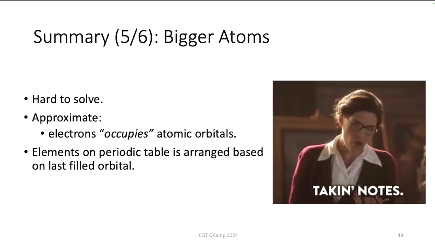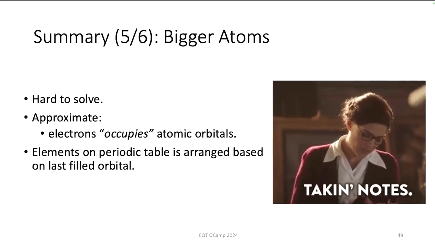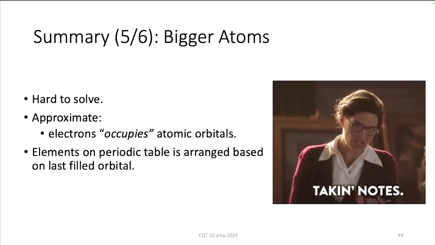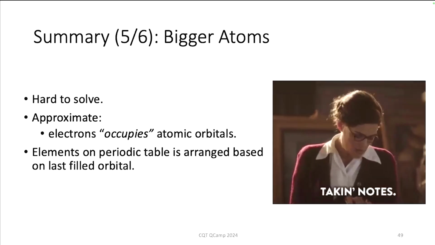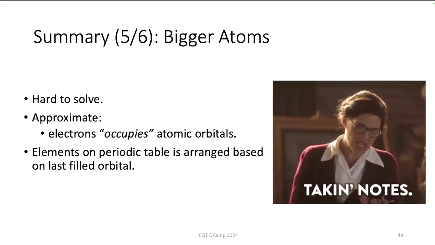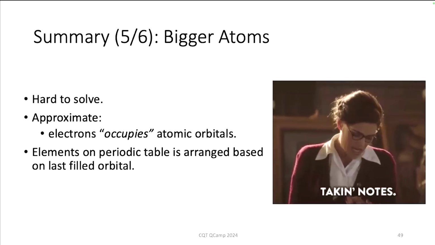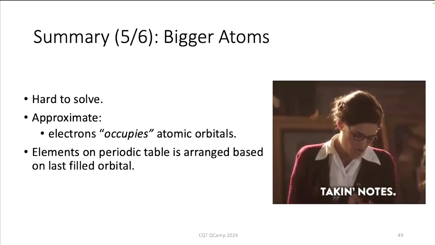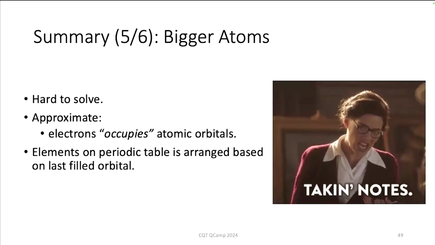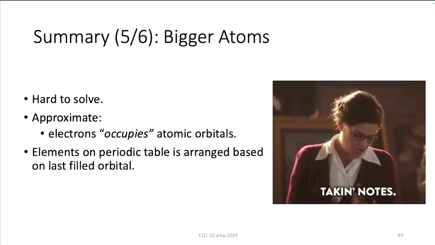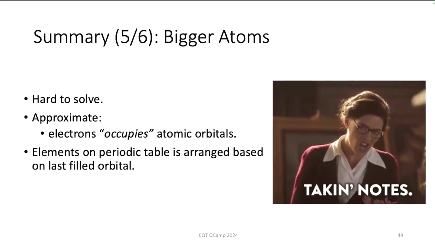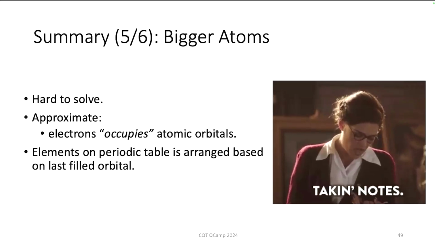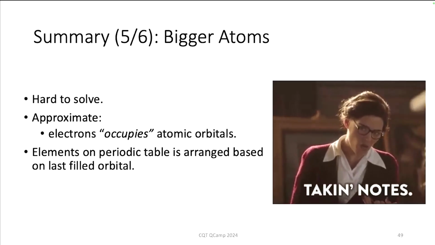So in summary, for bigger atoms the wave function is pretty difficult to solve, and we approximate them using that sort of formula. We optimize the atomic orbitals, and the elements in the periodic table are arranged based on the last few orbitals. So this is how chemists actually solve approximate bigger atoms. Any questions?